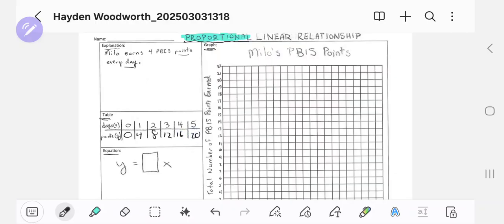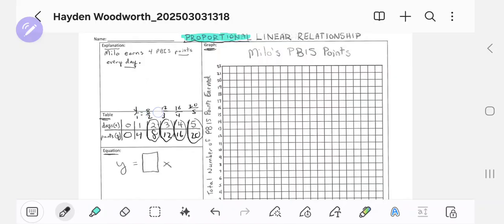Now, what do you notice here? Well, a couple things I notice. I know the points go up by 4 every 1 day. I also notice something important about proportional relationships: when we divide all these values, 8 divided by 2, 12 divided by 3, 16 divided by 4, 20 divided by 5, and 4 divided by 1, we keep getting the same value. What do we call that value in proportional relationships? Yeah, we call it the unit rate. There's something fancy we call it. We call it the constant of proportionality.